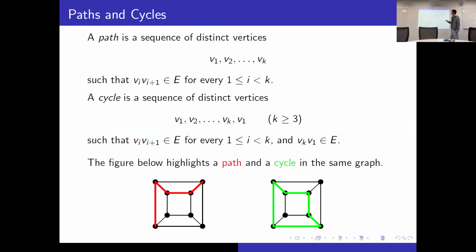Then we also need some more definitions, which we call subgraphs of a given graph. The first kind is a path. Here is the rigorous definition, but I think it's very easy to understand with this figure. We have some distinct vertices, and we go from one to another consecutively via some edges. And a cycle is similar, but we go back to the starting point. So that's path and cycle.